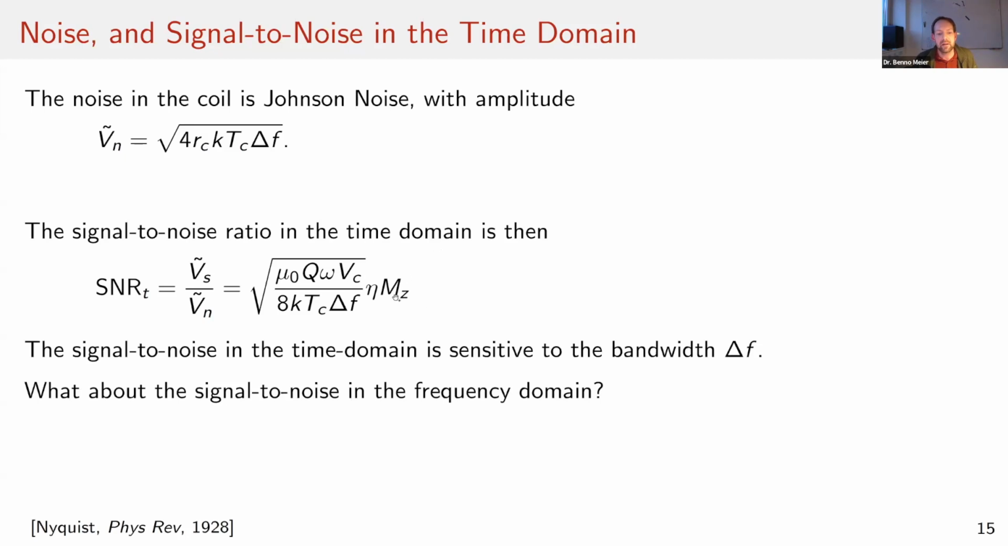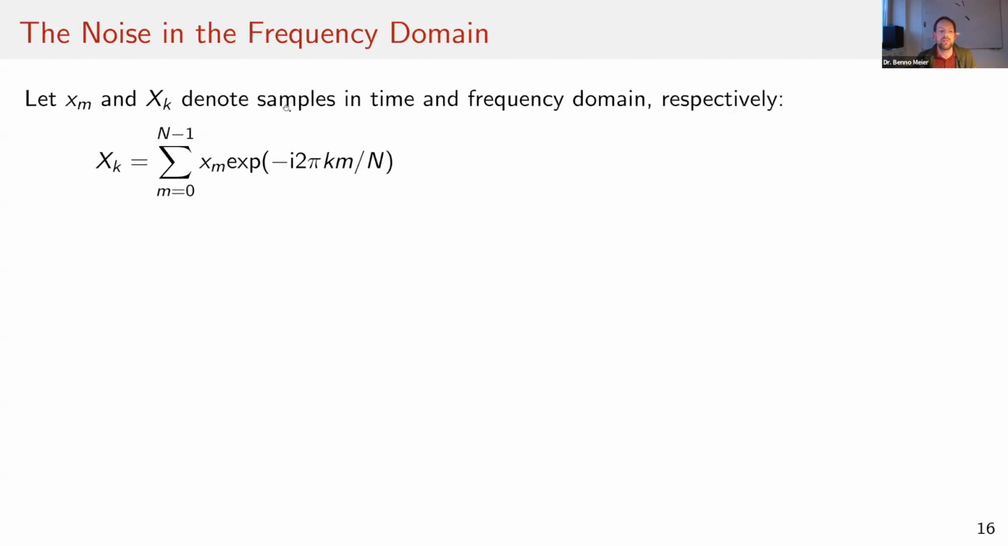That is so because what we need to look at is the signal to noise ratio in the frequency domain. So how do we calculate that? For that we just need to do a Fourier transform of the noise and the signal. The Fourier transform goes like this: if you have samples in the time domain, x_m, then you can calculate your coefficients in the frequency domain like so. This is the discrete Fourier transform.